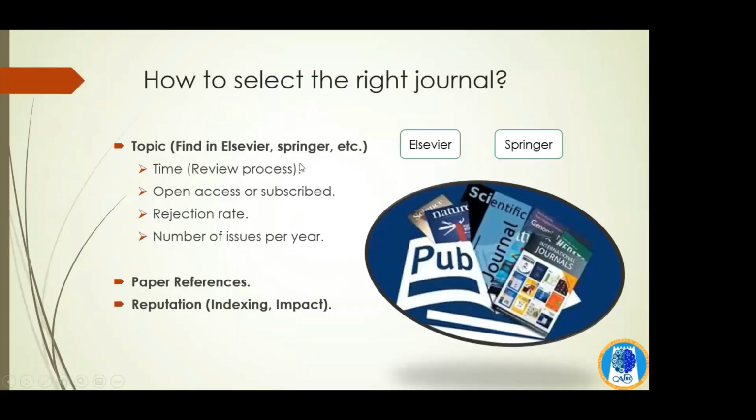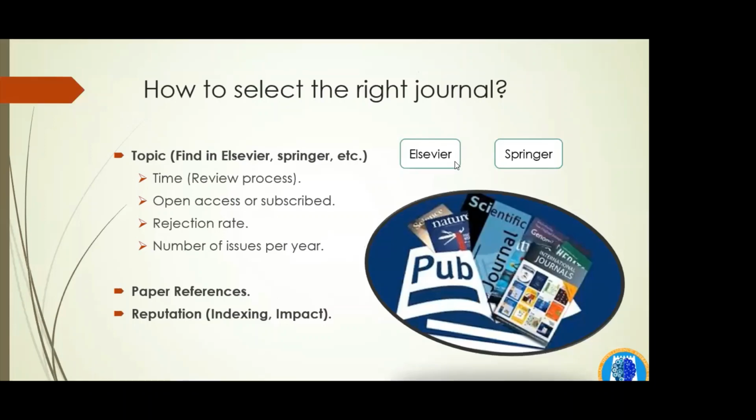So how to select the right journal? After we prepare our journal article, we need to find a suitable, well-reputed journal. Fortunately, each publisher provides a search engine for finding the suitable journal. For example, Elsevier or Springer offer a search engine. Let me give you a live example of these engines. Do you see my screen now?